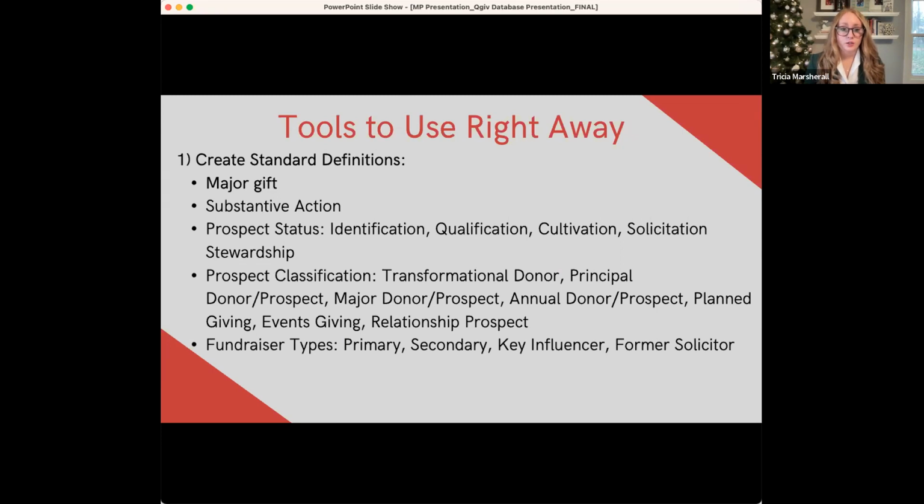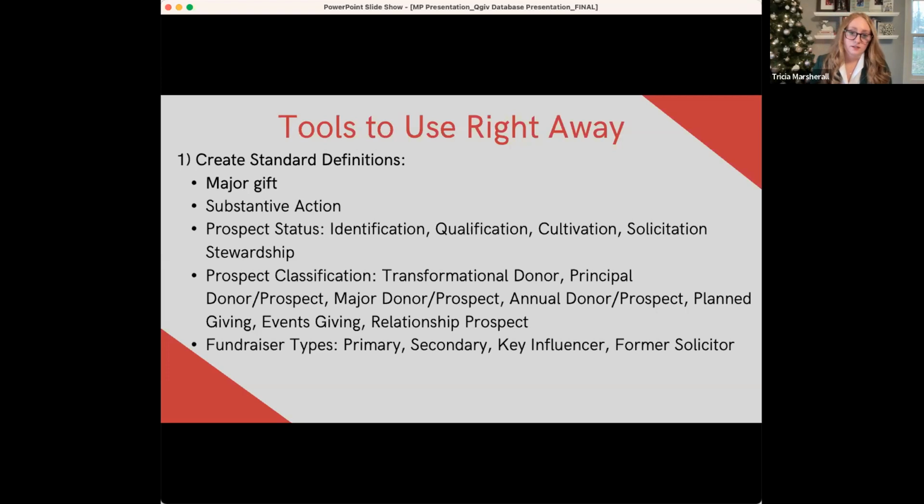What are your definitions around your prospect status or your classifications? How are you defining annual donor prospects or givers? How are you defining planned giving prospects? What are you doing with your event donors? Do you have donors or companies who are only ever going to be event sponsors and are not going to give outside of those events? And what does that look like?